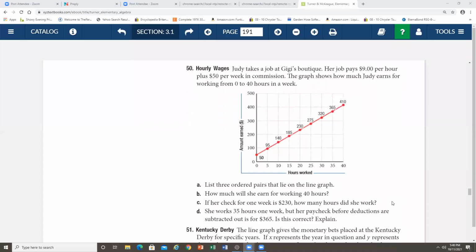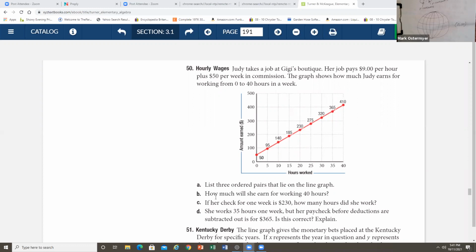Is it $50? $50. If you worked how many hours? 0. 0 hours. That means, ladies and gentlemen, we get paid $50 per week in commission. Even if we work no hours, we still get paid that. All right.